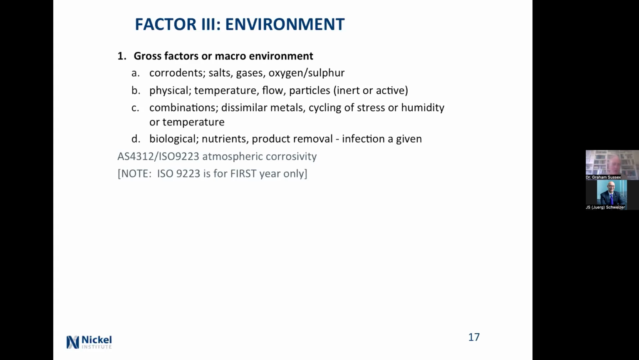There's an ISO standard on atmospheric corrosivity in which lots and lots of coupons were put out, and they measured what the corrosion rates were in the first year. That's ISO 9223. And AS 4312, which is the Australian version of it, is slightly different, a little more discerning in tropical environments, because we do have quite a chunk of tropical environments. So we need basically to give you an indication of what materials you might have to use.